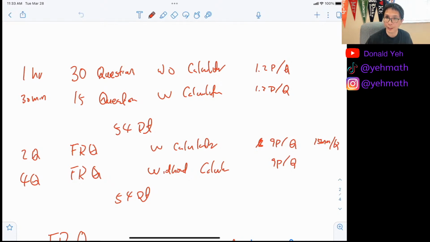1.2 points per question. And then you get 2 questions with a calculator, 9 points per question, 15 minutes per FRQ, and you will have 1.5 hours. That's roughly 9 times 6 is 54 points. The last 4 are without calculator, and that part is going to be very strenuous.